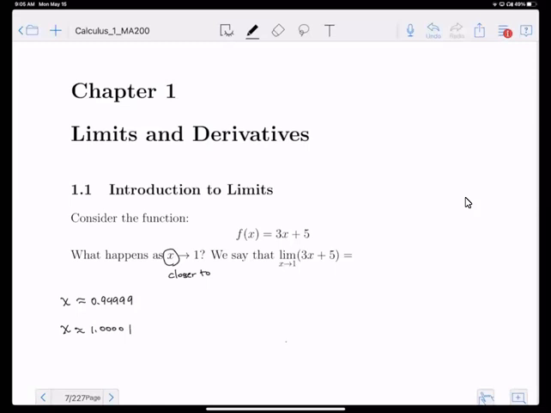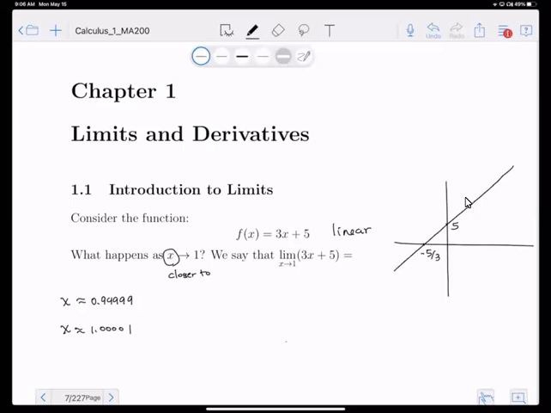So suppose we have this function, f of x is 3x plus 5. This is a straightforward linear function. We are able to graph this function, so let's graph it. When x equals 0, y equals 5. When y equals 0, x equals negative 5/3. So this is the graph of the function, and we mark 5 here and negative 5/3 here as the intercepts.